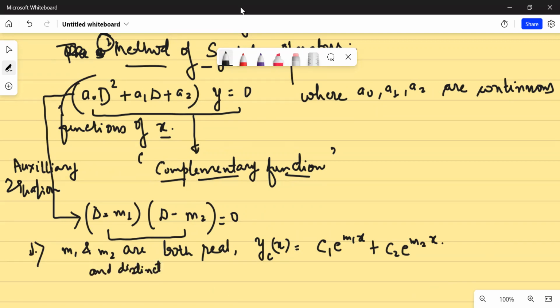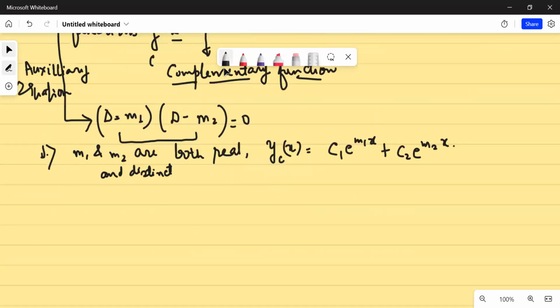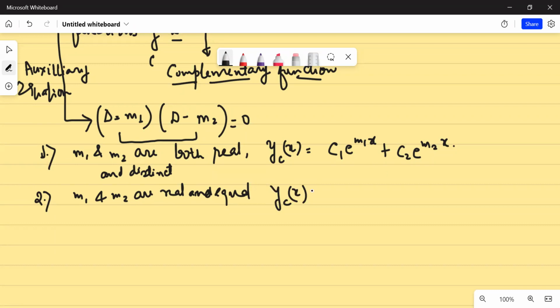Now if these m1 and m2 are real but also equal roots, then one of the solutions would be c e to the power m1x, but in order to create another linearly independent solution, a methodology is taken by which we get this. I'm not going into the depth of the derivation part. Probably we may do it in later classes when we see these things in more detail.